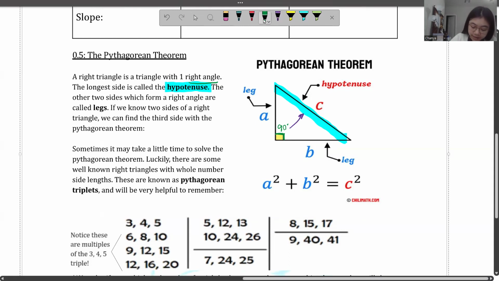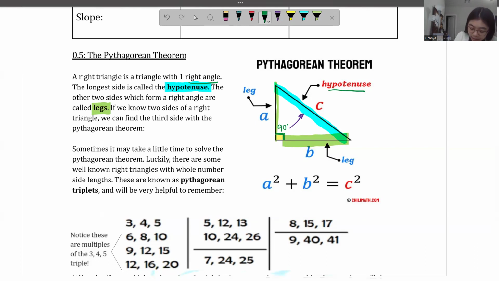Now for the other two sides. The other two sides are called legs. So that would be this side and this side. And you can also see here, they have the labels hypotenuse, leg, and leg, right?